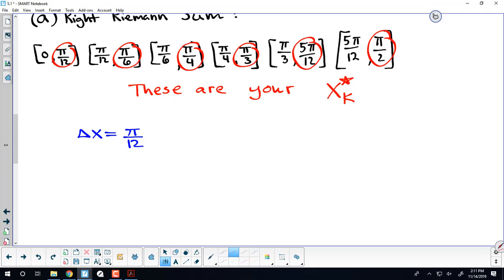But we should also say that our x star sub k's, these are what we're using for those, but these are also kind of related to our height. So those two things are all we need. We've got the function. Our function is sine x, and we've got each value to plug in to the sine of x.